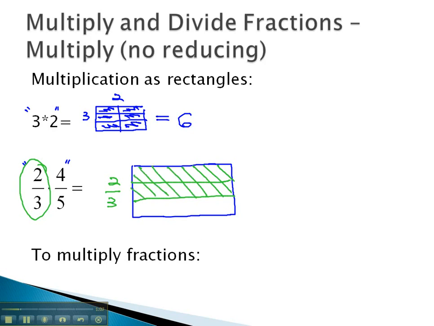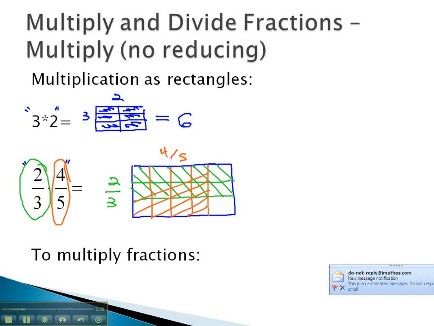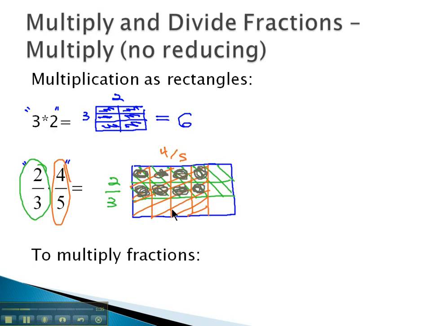And then the other dimension, 4/5, represents 4/5 of the whole going the other way. So I'll divide that into 5 parts, and I'm going to shade 4 of them. And what you'll notice that does is we end up with this double shaded area that's going to be our product. How much of that is shaded? Well, you'll notice there's 8 boxes. You could just count them.